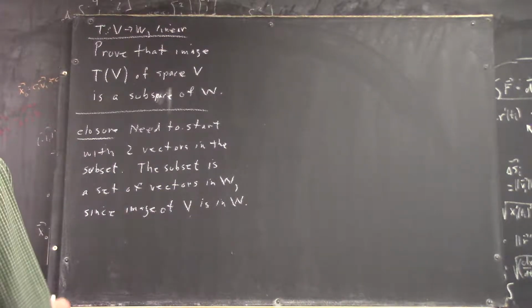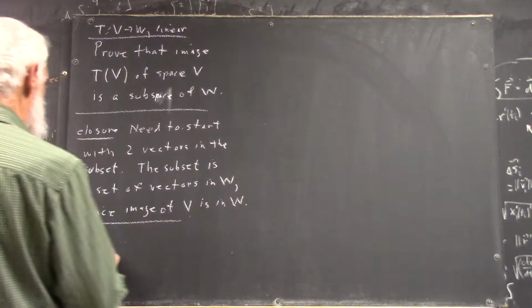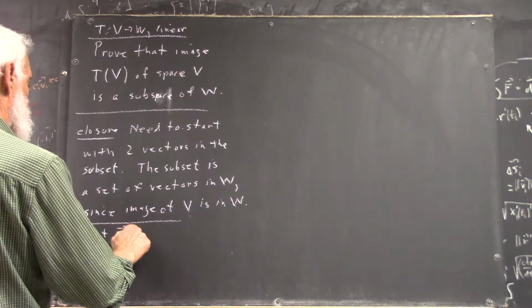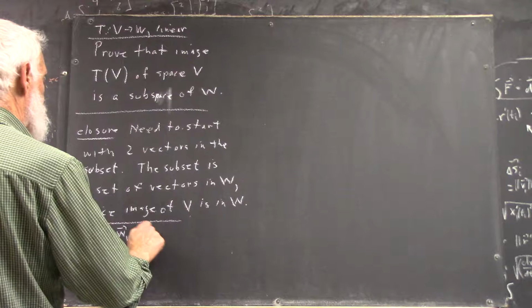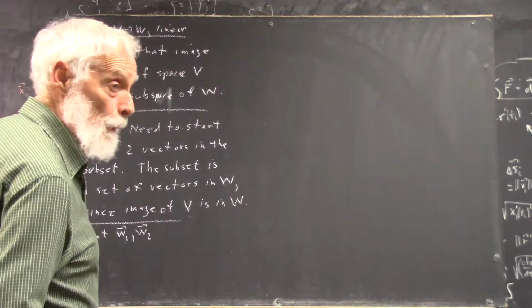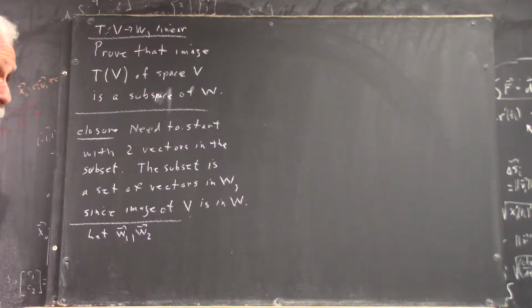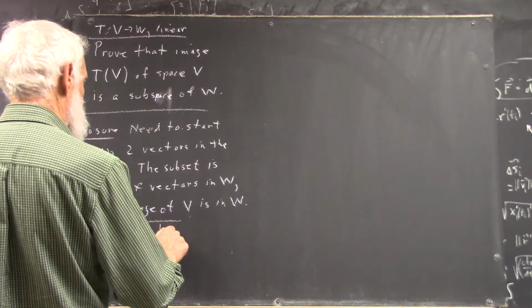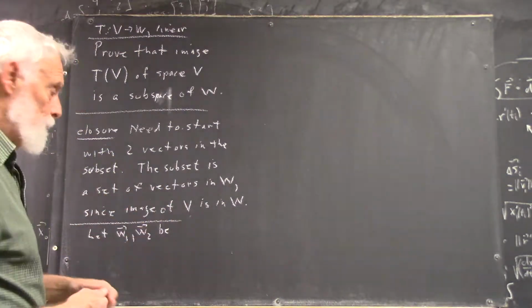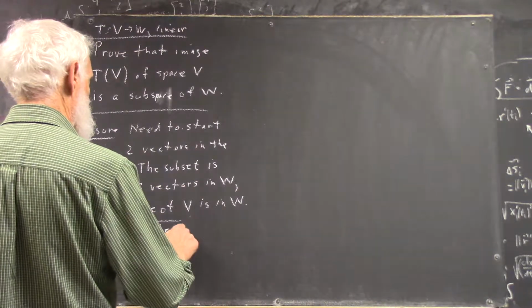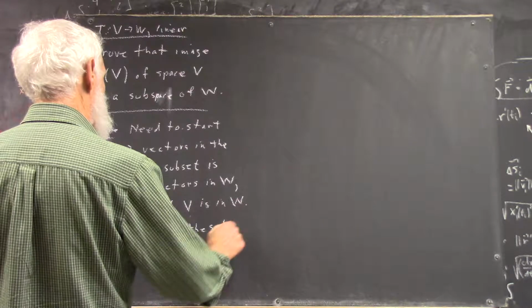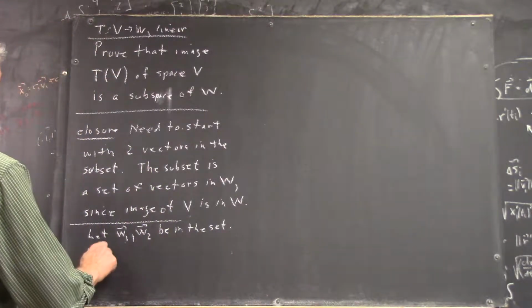Okay, so what we're going to do is we're going to let W1 and W2 be in the set, right? Of course, you wouldn't say all this because I'm trying to be explanatory as well as prove it. Be in the set. What set?